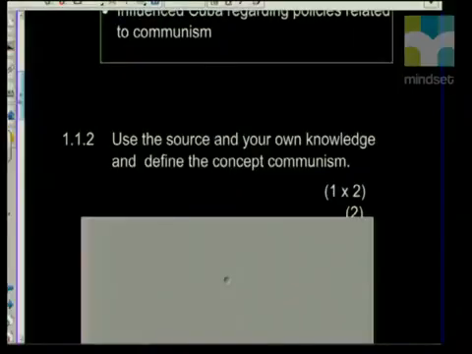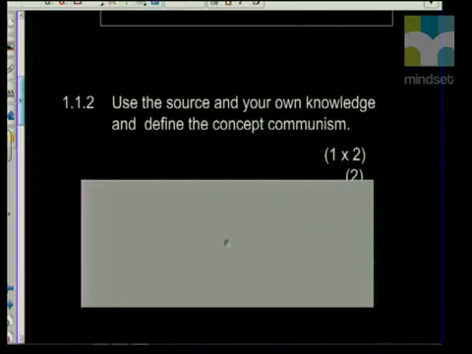Then we look at the next question. It says, use the source and your own knowledge. Now that is very important. In the first question, you were just using the source, so the answer was found in the source. But in this question, you are using both the source and your own knowledge. In some cases, when a question like this is asked, you will be expected to use the source just to trigger your memory. A source will be a springboard for you to remember information about the event or the concept, whatever the question is.